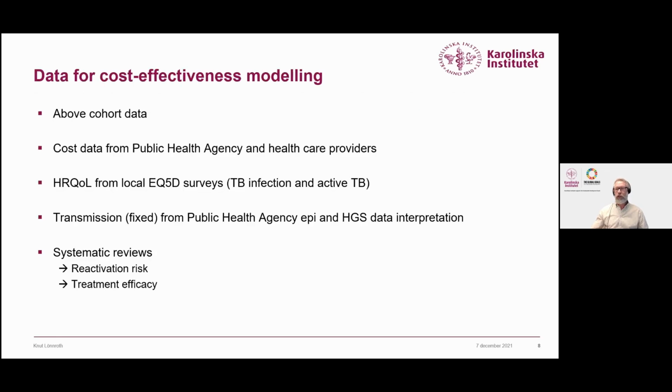The data for the cost effectiveness modeling, very, very briefly, we used this cohort data. So it was a model exactly the same as for TB endpoint, using the cohort data that we had generated, cost data from the Public Health Agency and from the healthcare providers. We also did surveys to get health-related quality of life to plug into the model, because quality adjusted life years was the outcome. We used some transmission estimates based on the Public Health Agency data and their whole genome sequencing. And then we used systematic review data for some of the parameters that were plugged into the model.